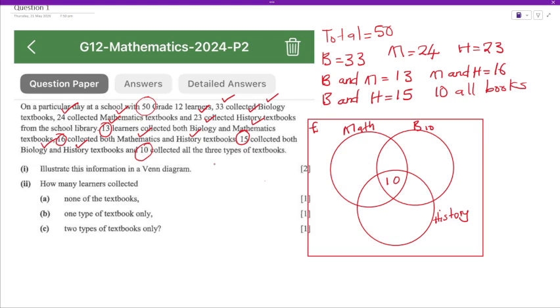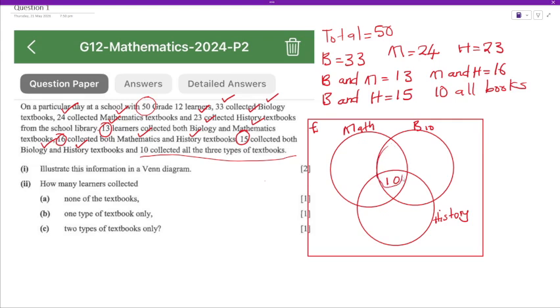Okay, so he said this information here. 10 collected all the 3 types of textbooks. It simply means it's this region here where I've put the 10. Okay, so that's where you start from, and then you proceed to another one. Okay, you now go to the intersections. Okay, so the intersections, we have this region here.